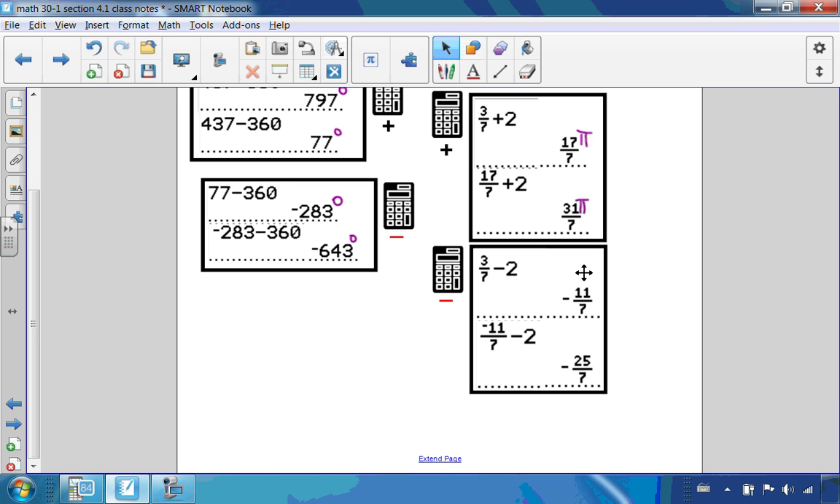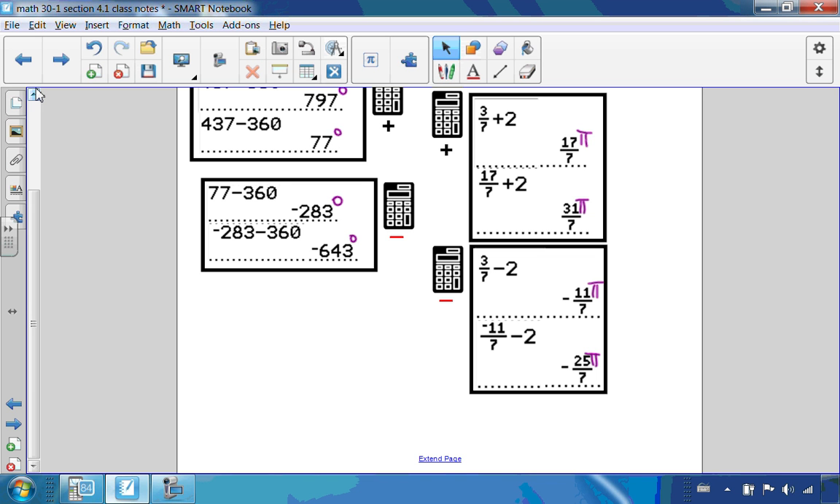Take pi out, and then put pi back. And then I can take that answer and also subtract a 2 pi, and put pi there is negative 25 pi over 7.